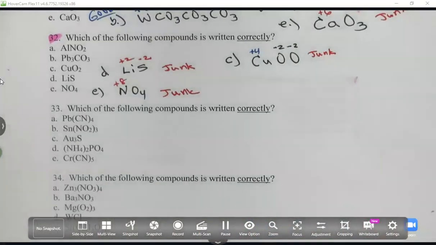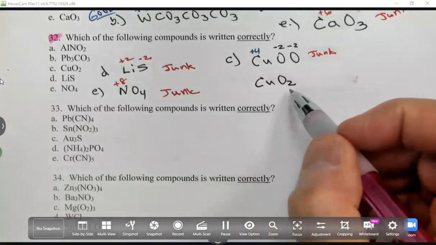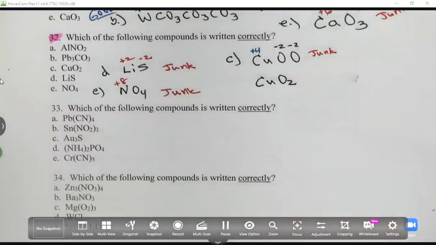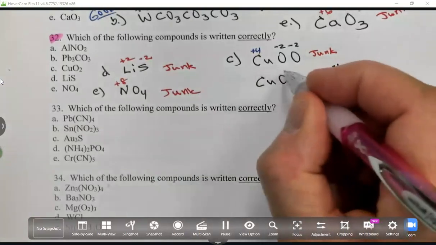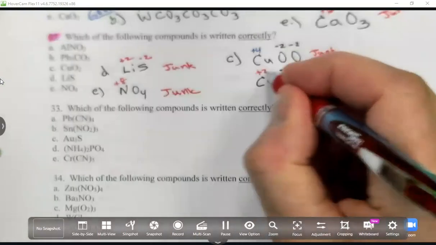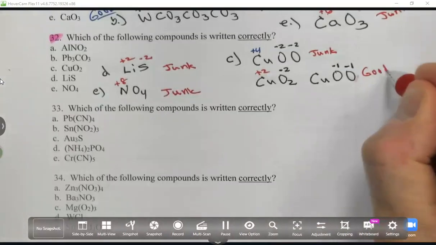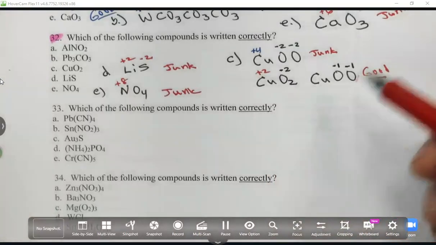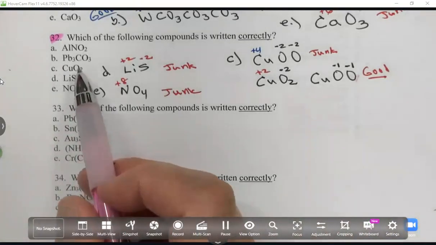Well, however, what if this O2 was peroxide? If that is peroxide, you really have this. You have CuO2. Remember, peroxides are -1 each, so it's -2. +2. That's good, right? Copper 2 peroxide would work, which is going to make the rest of these other ones junk here.